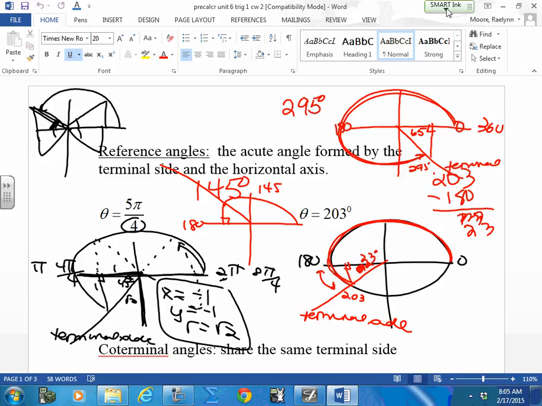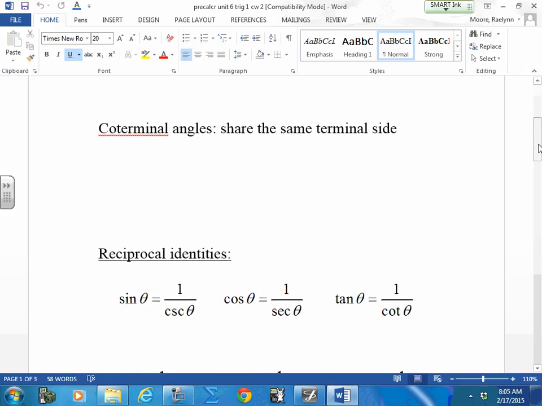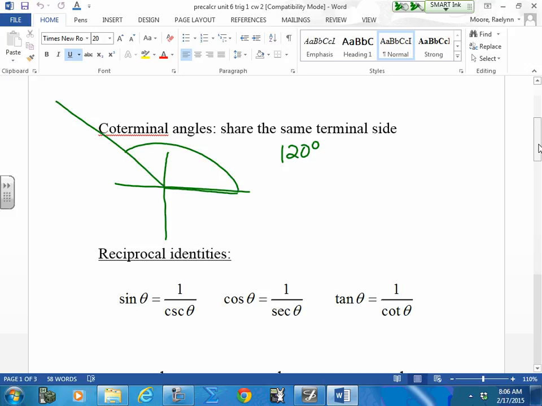Now, coterminal angles share the same terminal side. So let's just do one in degrees here. If I have an angle of 120 degrees, what quadrant am I in? Second. I start here. I open up. This is my terminal side. This is 120 degrees. Here's my 180. What's my reference angle? 60. My reference angle is 60.